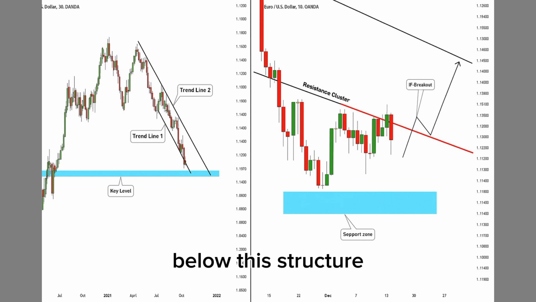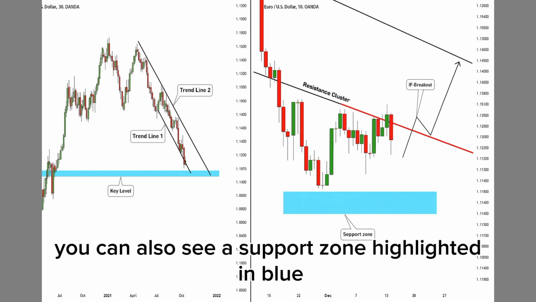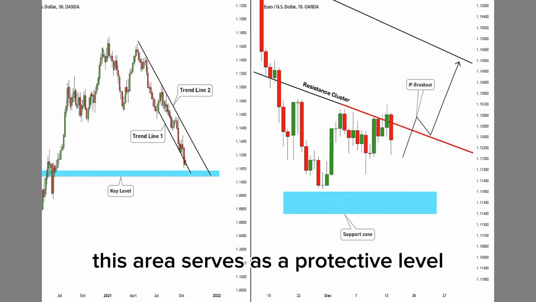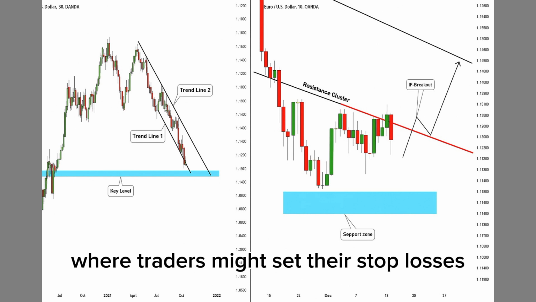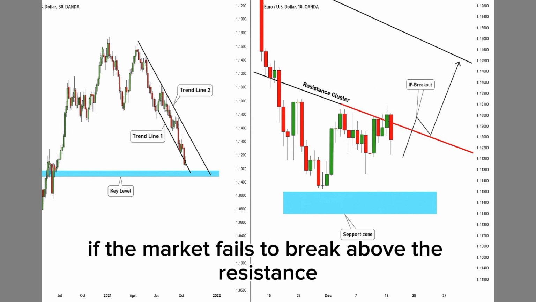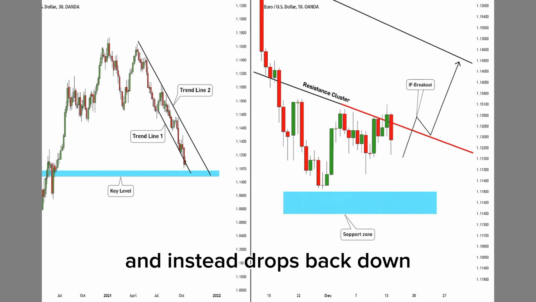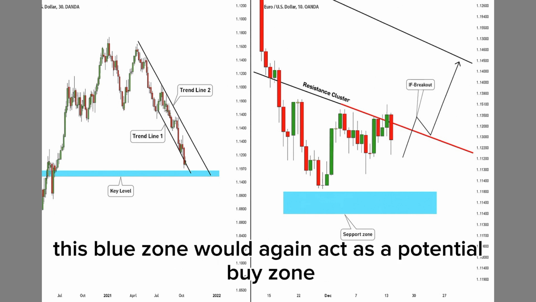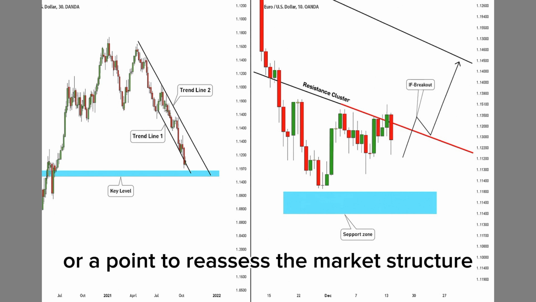Below this structure, you can also see a support zone highlighted in blue. This area serves as a protective level where traders might set their stop losses if they decide to buy after a breakout. If the market fails to break above the resistance and instead drops back down, this blue zone would again act as a potential buy zone or a point to reassess the market structure.